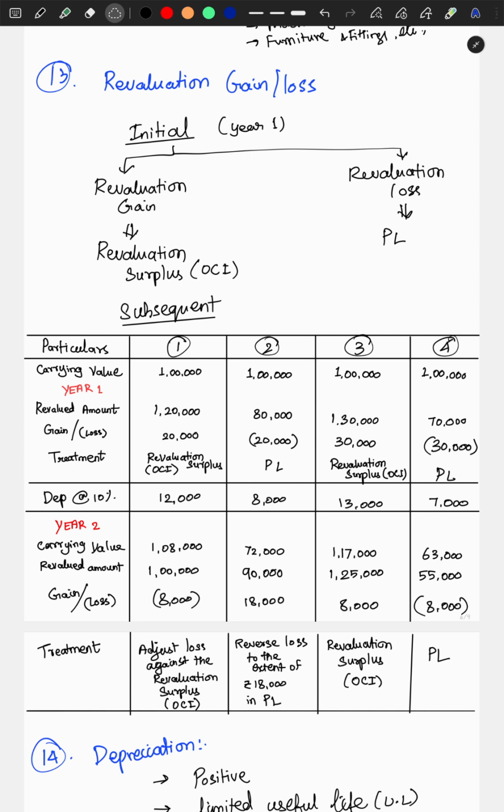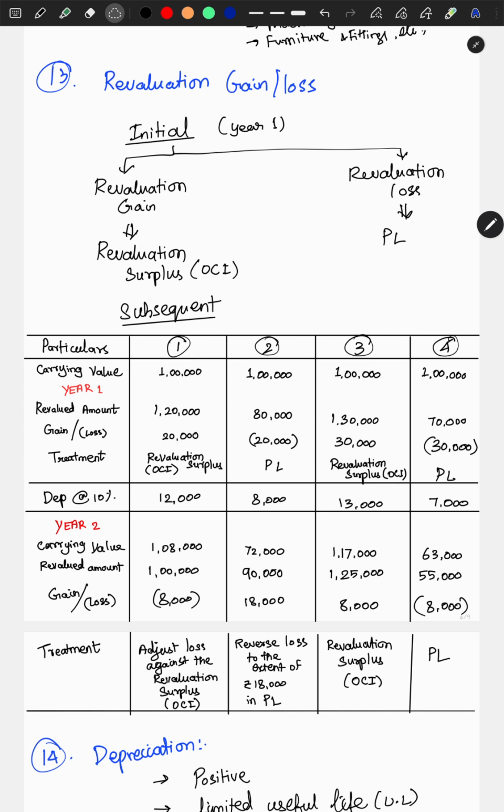So I've given 4 scenarios here. The first scenario is gain in the first year and loss in the second year, and in the second scenario, loss in the first year and gain in the second year, and in the third scenario, both years gain. The fourth scenario is both years loss. We'll see the first scenario. If the carrying value is 1 lakh and the revalued amount is 1,20,000, the gain is 20,000. Treatment is, it will go to revaluation surplus.